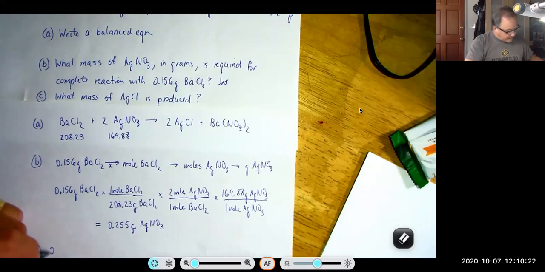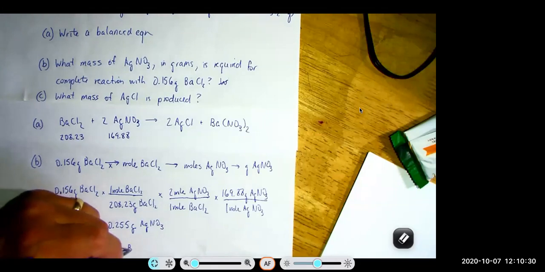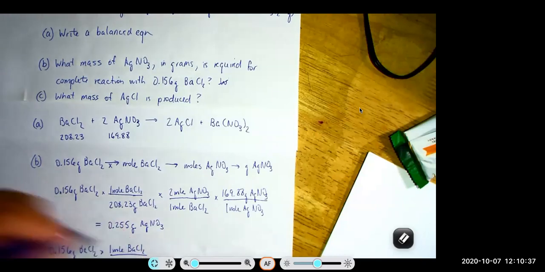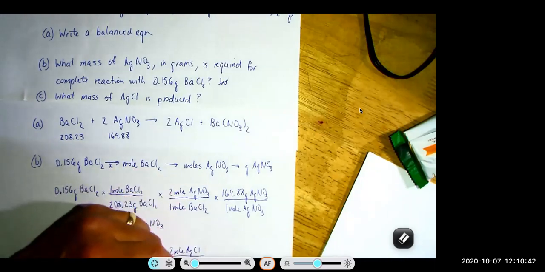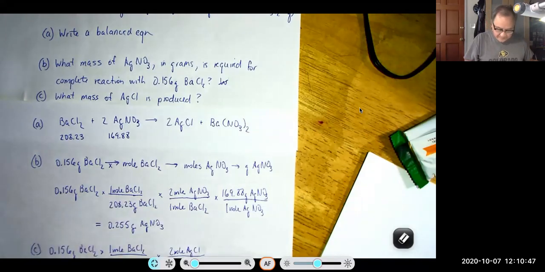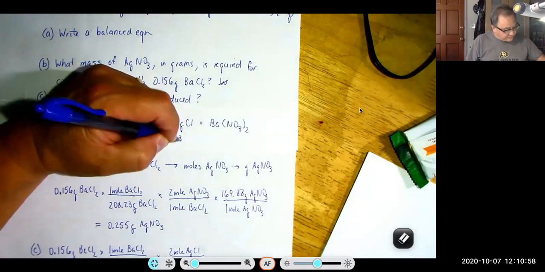So without putting out the pathway, you'd start with 0.16 grams of barium chloride, wouldn't you? Oh, we have to figure out the molar mass of silver chloride. Right, and that's going to be 107.87 plus 35.45. So 143.32.